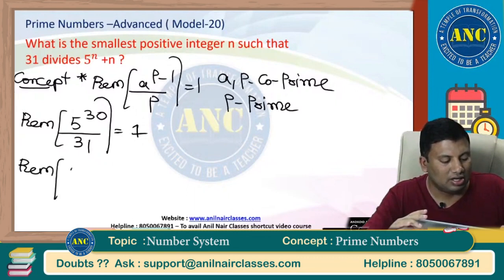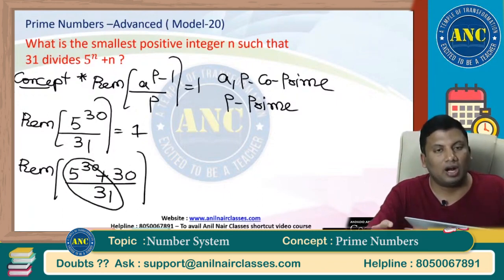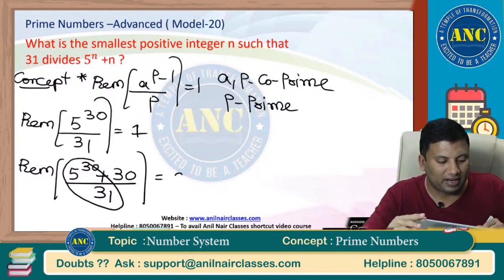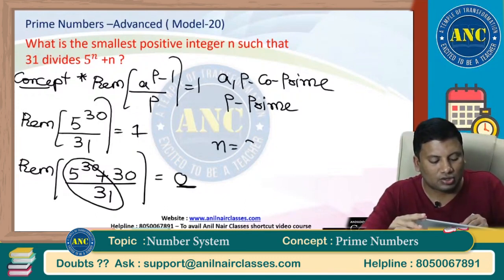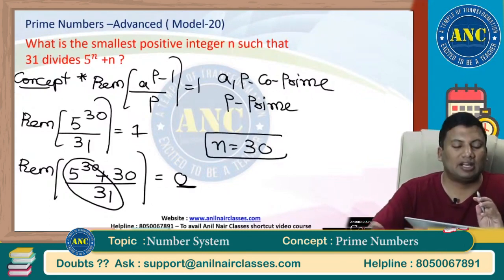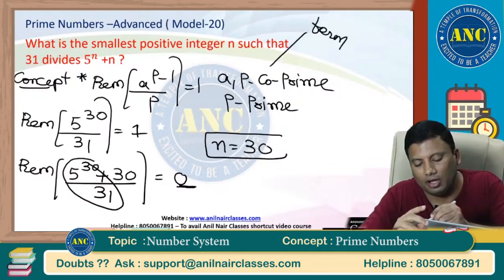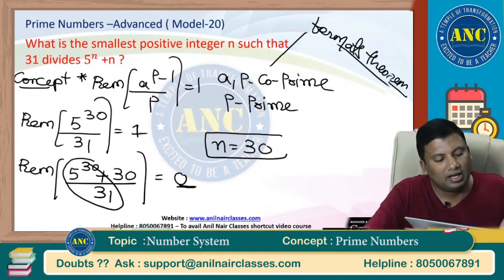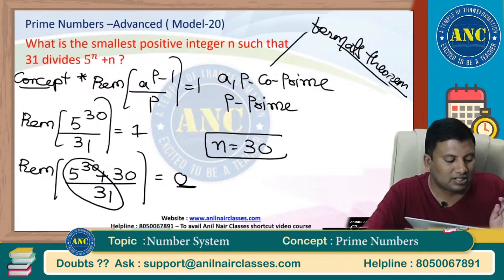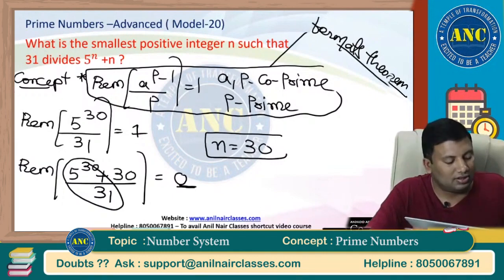Now the question is 5 power 30 plus n divided by 31. 5 power 30 by 31 leaves 1, and 1 plus 30 is 31, perfectly divisible. So the n value has to be 30. According to Fermat's theorem, 5 power 30 divided by 31 is 1, so 1 plus 30 is 31. N is equivalent to 30. This is the learning from this problem.